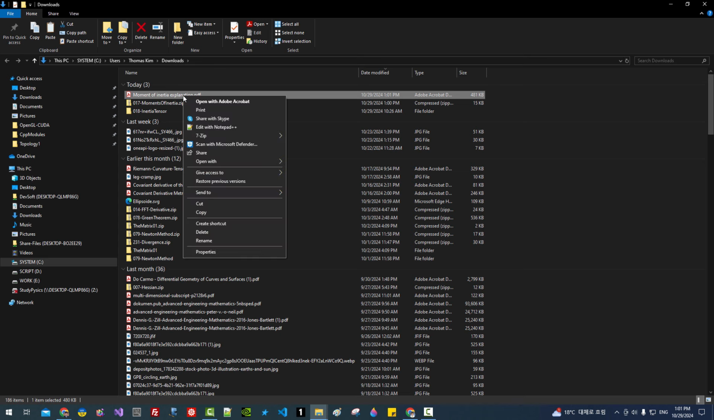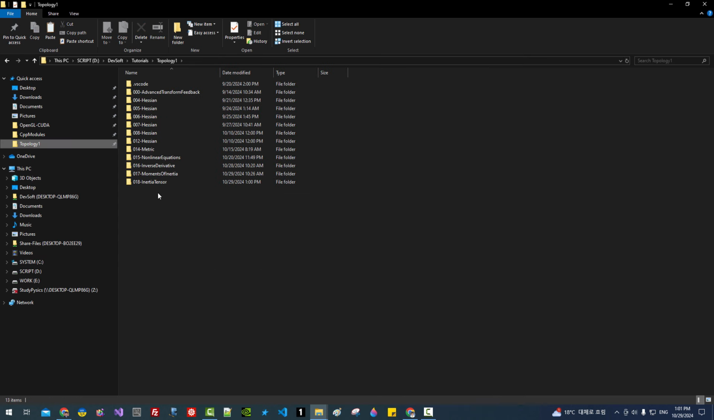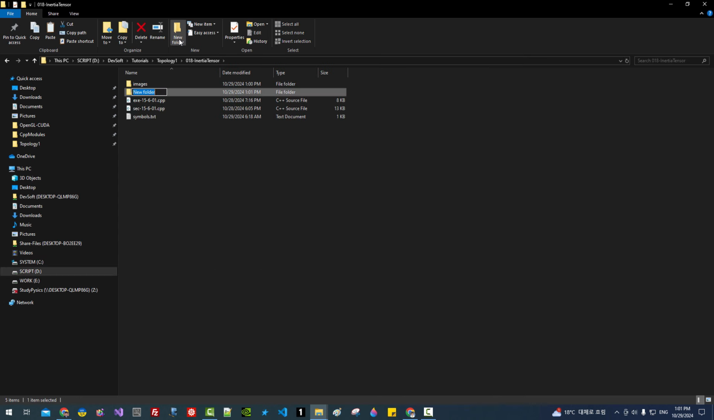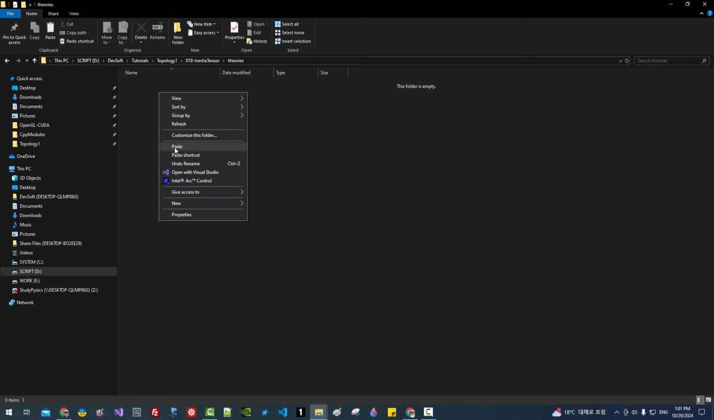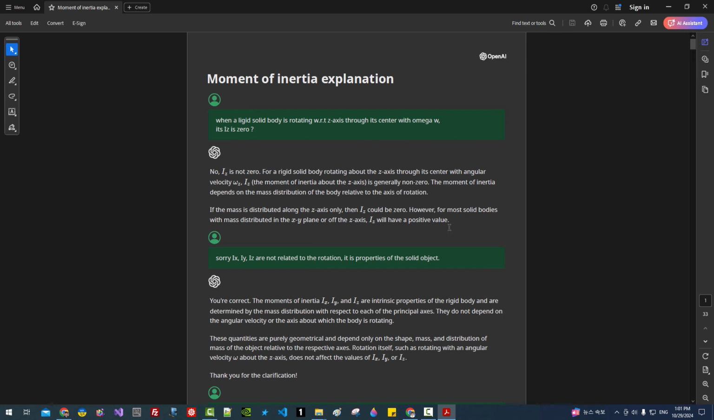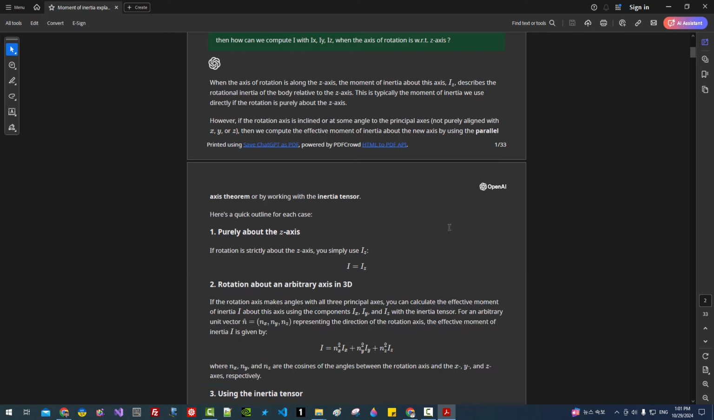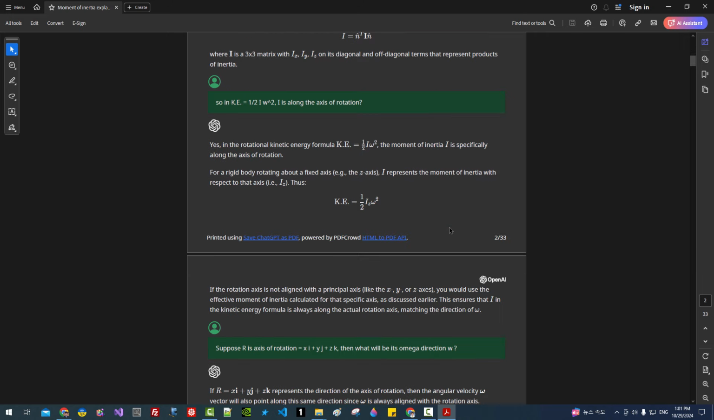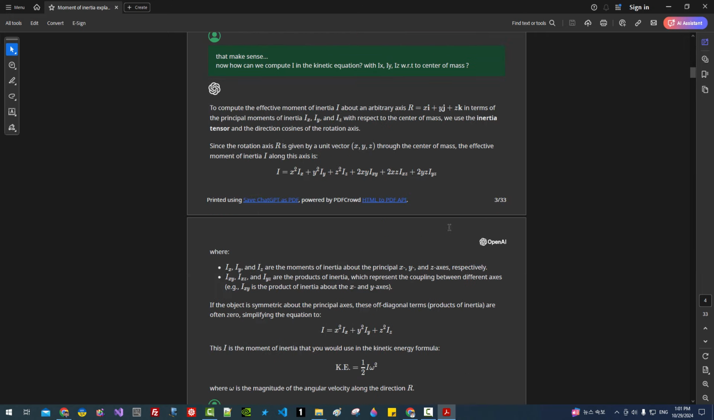Then I will copy and paste here the theories. In this folder, I will paste it. If you double click it, then you can find this PDF document.